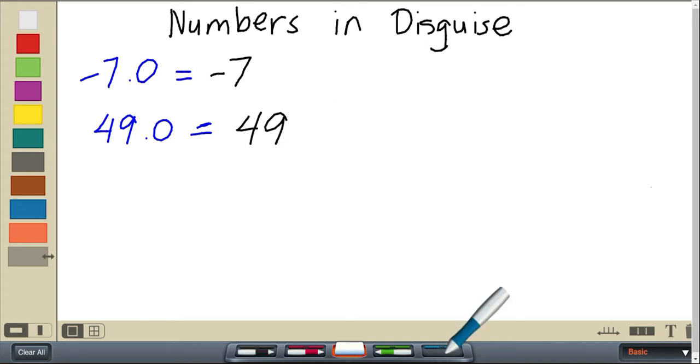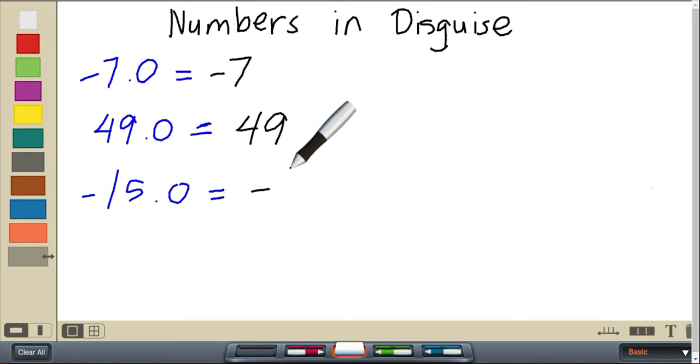So we also have here negative 15.0. It's not a rational. It is what? An integer. It is an integer. If you evaluate that, that's going to be just negative 15, and negative 15 is just an integer.